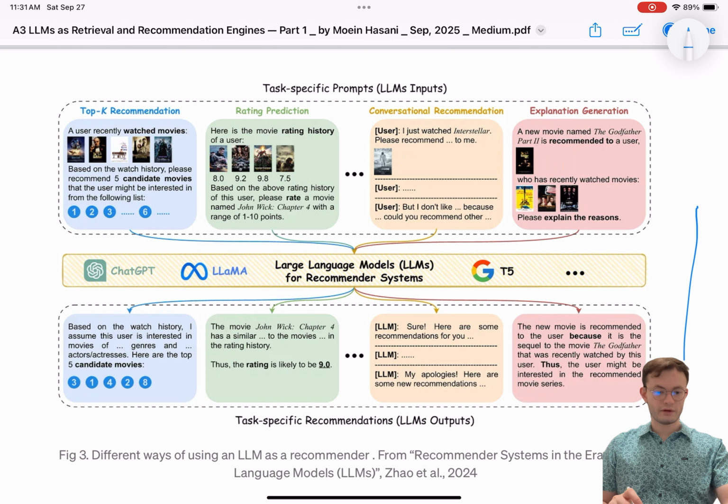So here we have, for example, the blue box. There's a watch history given here. Then we ask the LLM what the user would be most interested in, or there are rankings given to the LLM. Hey, the user has ranked these movies like this. Based on this, tell us what the user would think about John Wick Chapter 4. Or it can be conversational, where you say, hey, I just watched Interstellar, I liked it, what will I like next, something like that.